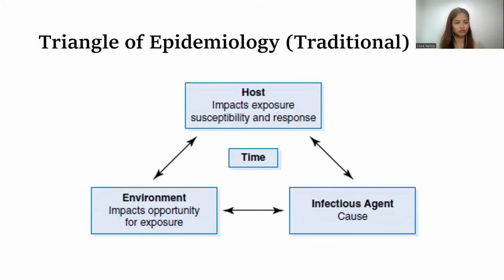Let's review the triangle of epidemiology. So we have the host, the environment, and the infectious agent. The agent is the cause of the disease. The host is a human or an animal that is susceptible to the disease. And the environment includes those surroundings and conditions external to the human or animal that cause or allow disease transmission. And time, which represents the incubation period, life expectancy of the host or the pathogen, and duration of the course of the illness or condition.